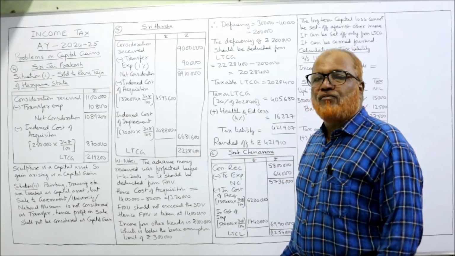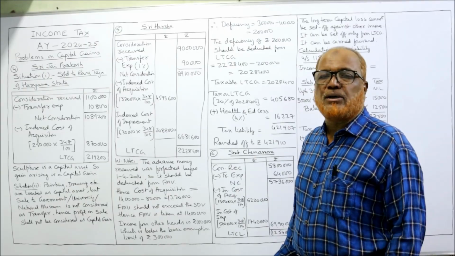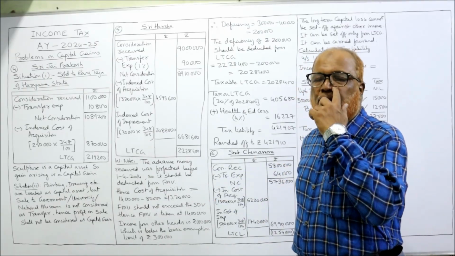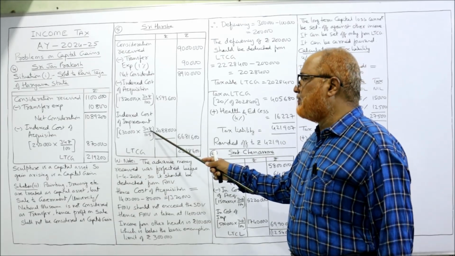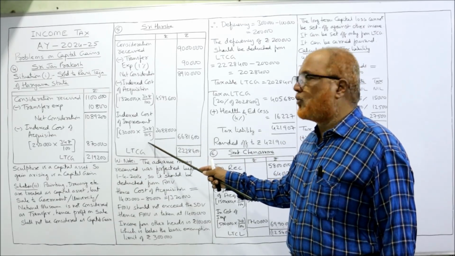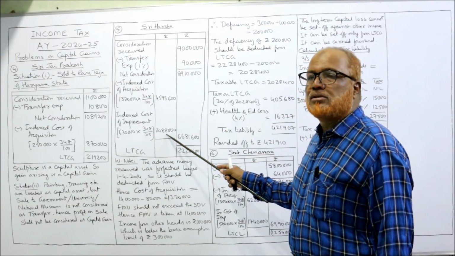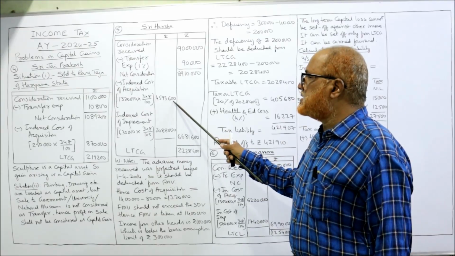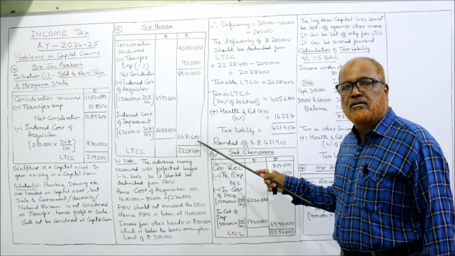Now indexed cost of improvement. Some additional rooms were constructed by spending the money. How much? 6 lakh 30,000 given in the problem. Current previous year index 348. Index number of making improvement 105. So it will become 20 lakh 88,000. Take the total, 45 lakh 93,600 plus 20 lakh 88,000, total 66 lakh 81,600.